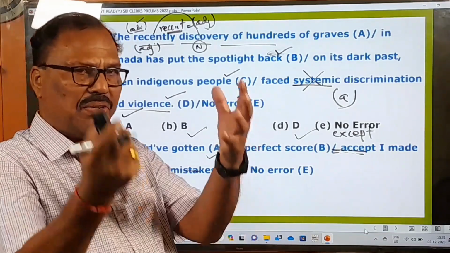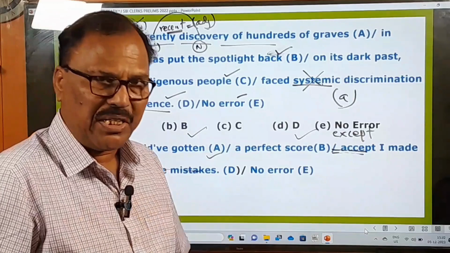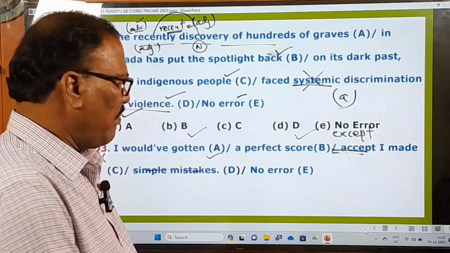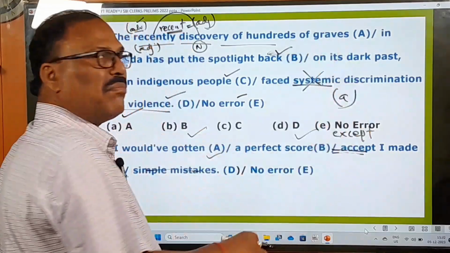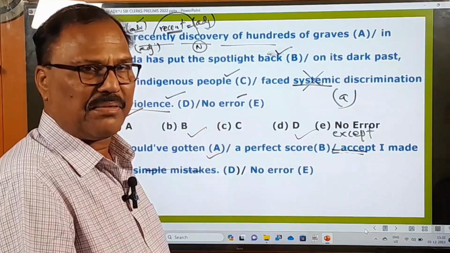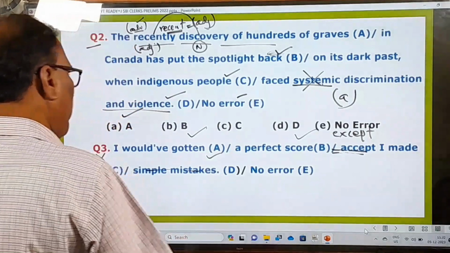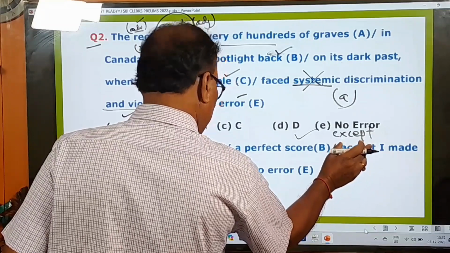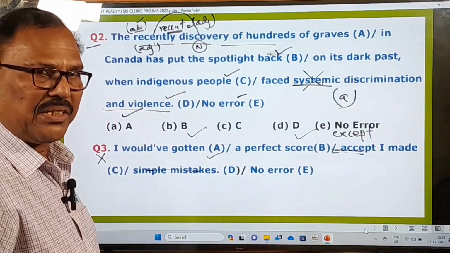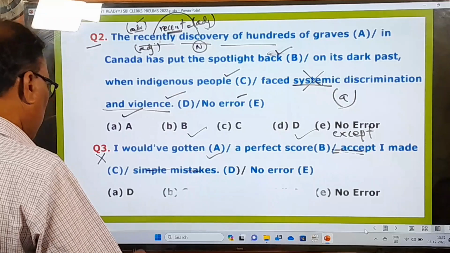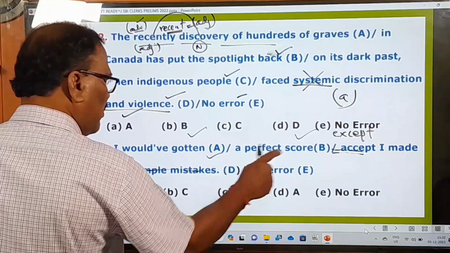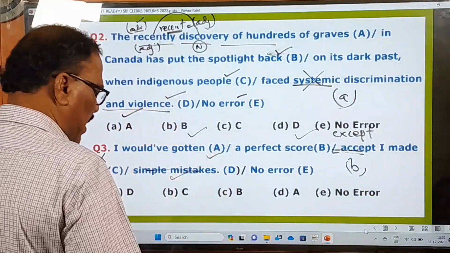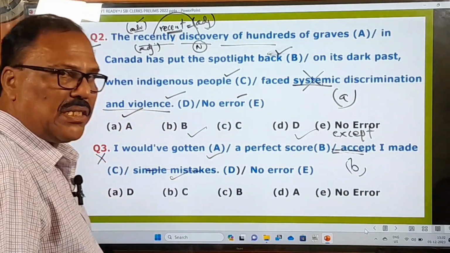Accept means if somebody gives you anything and you take it, then you have accepted that gift or that something. And except means barring that. I made simple mistakes, so instead of except, accept is used, and that's why the C part has a grammatical error. Now let us see the answer choices. C part means B. So this B is the right one, your answer. And now let's move on to the next question.